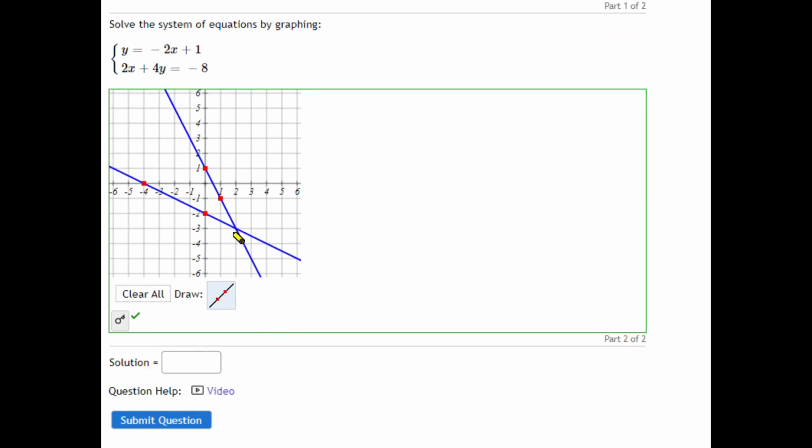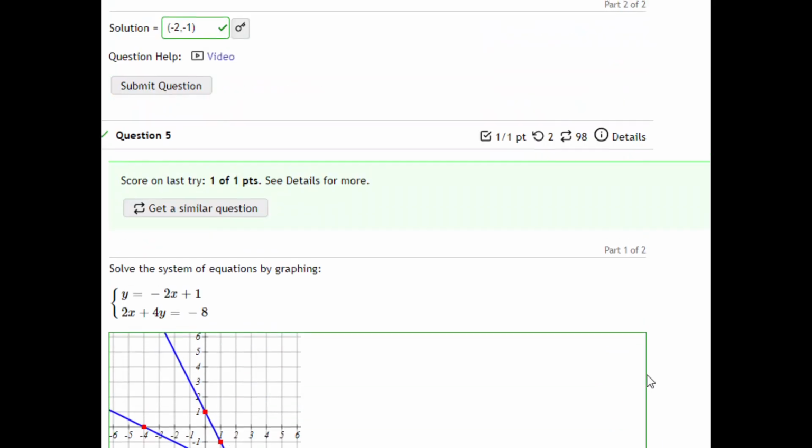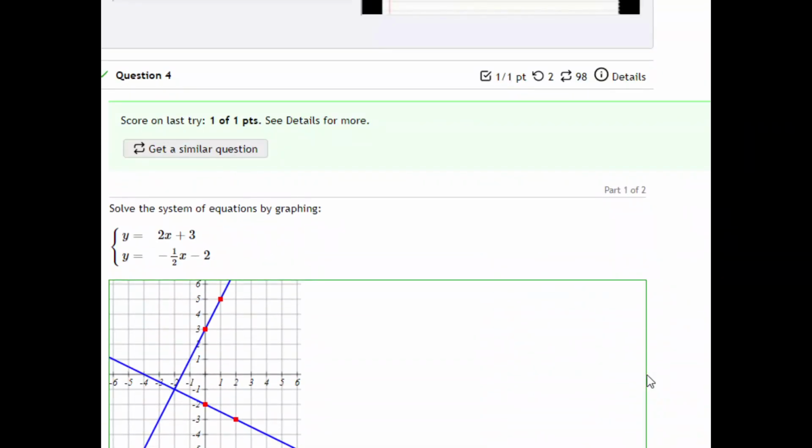In our solution, again, we want to put that in as an ordered pair. The x value goes first. The x value will be 2. The y value is negative 3. So use a parenthesis, and that's going to be 2 comma negative 3 and the closing parenthesis. And again, as soon as you put it in the correct way, that invalid format goes away, and now we can go ahead and hit submit. And that is it as far as for this section here.